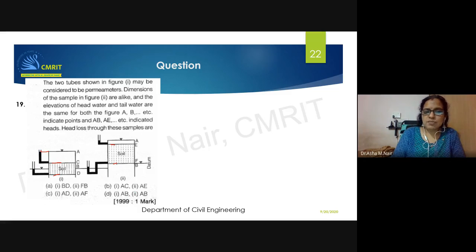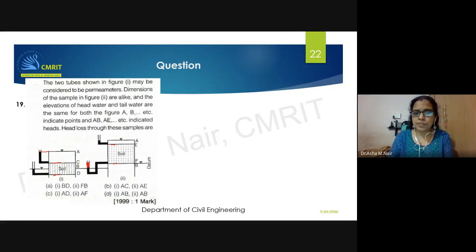What will be the case for the second case? In this case, it is A. And please note here there is a problem in the figure. Actually, it is still here, because they have already told us the tailwater levels are at the same level in both the figures.